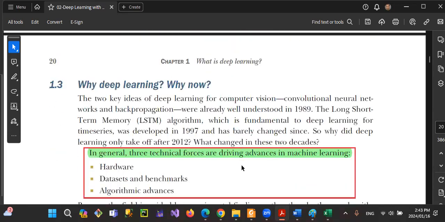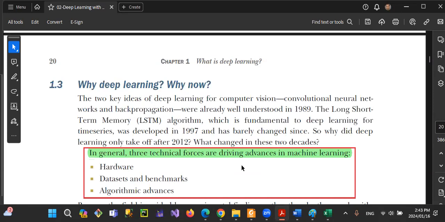Why deep learning? Why now? The idea of deep learning, you saw that black and white video clip, right? It was there for something like 70 years. But why do we now see the result of that in our daily life? Because of progress in three things. Do you remember page number 5? I wrote these three things in the lower portion of the page. Because of the hardware, datasets and benchmarks, and advancement in algorithms.